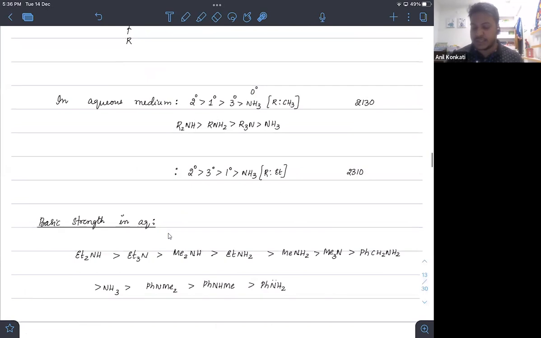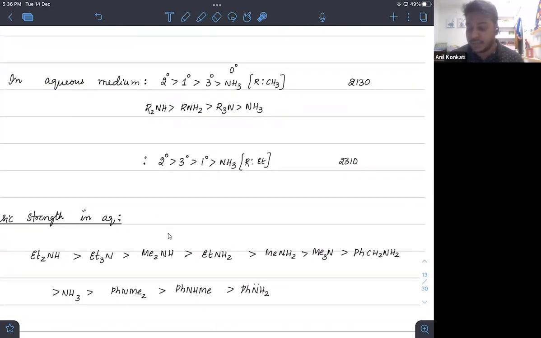So in such cases, you will directly remember this number. Only and only these two. Do not get into trying to remember everything, it's very difficult. Learn it directly. Experimentally, it has been observed: 2130 and 2310. Remember these numbers. 2130 as in 2 degree, 1 degree, 3 degree, and ammonia.